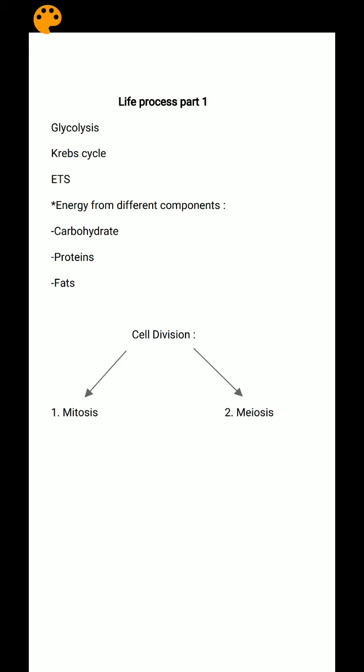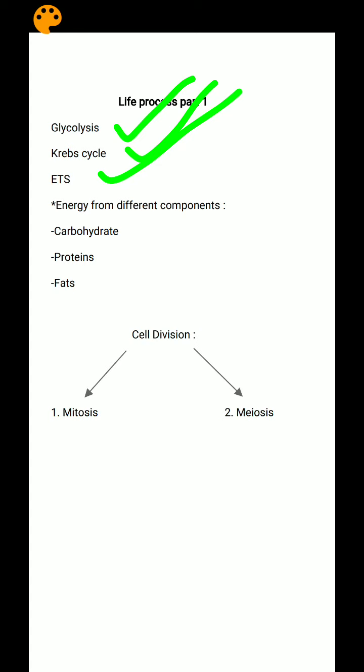There are three processes. First one is glycolysis, second one is Krebs cycle, and third one is ETS. Glycolysis is nothing but the breakdown of glucose. In this process, formation of ATP takes place. We all know that ATP is the energy for the cells. It gives power to the cells.